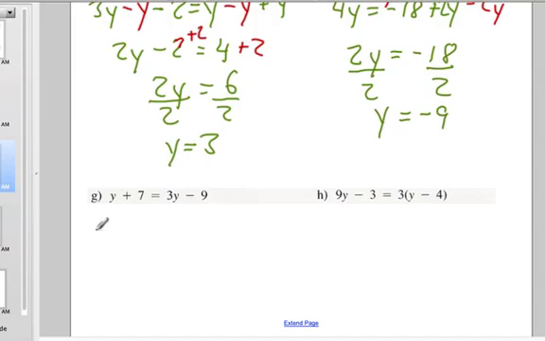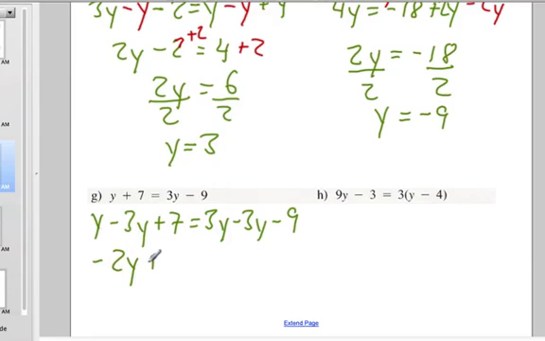So here, I'm going to subtract 3y from both sides. So y subtract 3y plus 7 is equal to 3y subtract 3y minus 9. This simplifies to be negative 2y plus 7 is equal to 3y minus 3y is 0, minus 9 is negative 9.